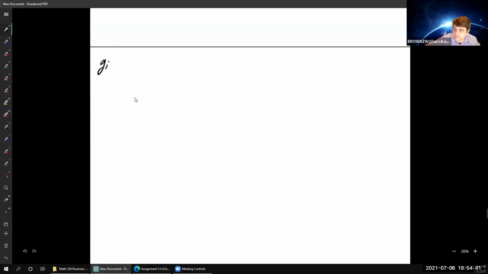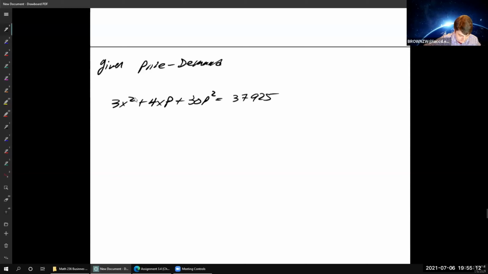So given a price demand function of 3x squared plus 4xp plus 30p squared is equal to 37,925, where x is just the number of units sold, and p is going to be the price.